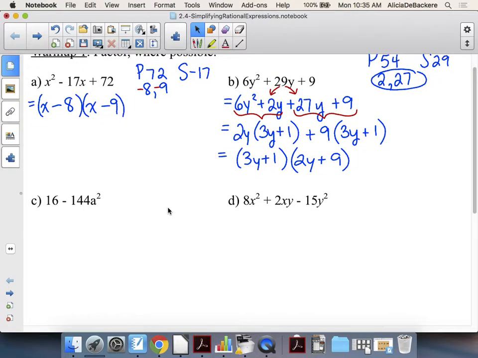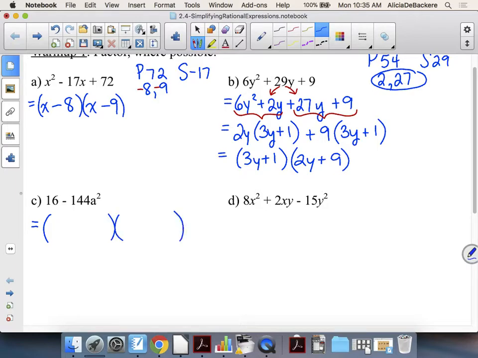In part C, I only have 2 terms, so that reminds me of difference of squares. I do see that it is a difference because there's a subtraction sign between them. And then I check if they're both perfect squares. 16 is a perfect square, 144 is a perfect square, and a squared is a perfect square. So I'm going to use my difference of squares trick that tells me that I get 2 different brackets, and I just take the square root of the first thing, 16. The square root of 16 is 4.